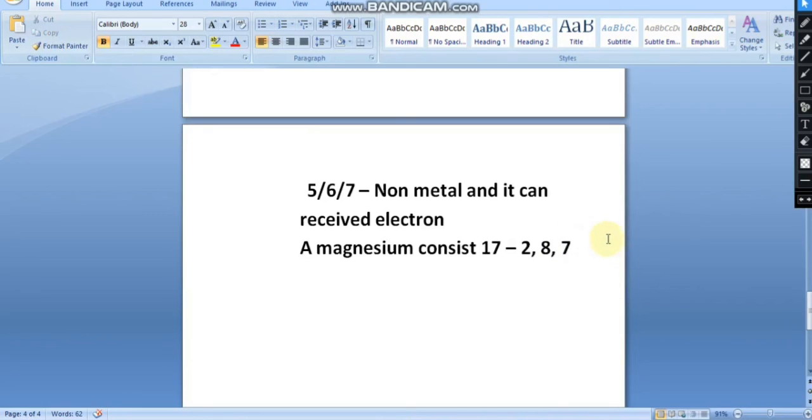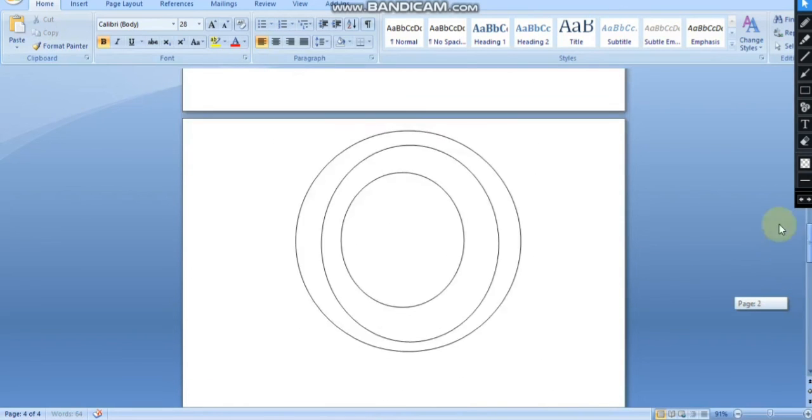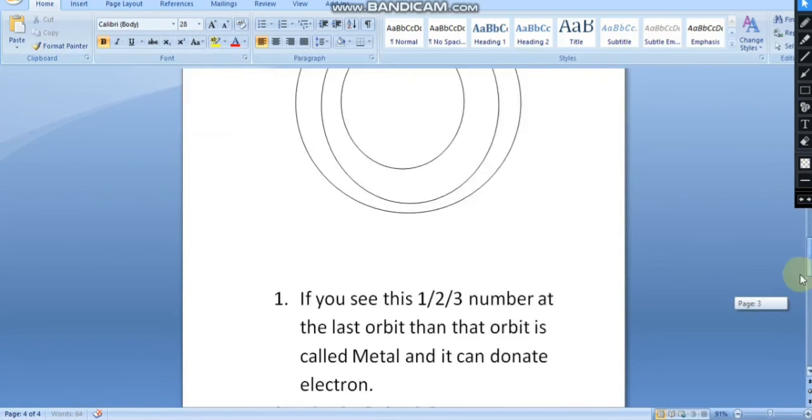Now how much electron should be added to 7? As the second orbit is 8, then to make 7 into 8 we have to add 1. Okay, remember. After adding 1, the answer will be this: 2, 8, 8. This is the electron arrangement. Now this is the whole process from where electron distribution occurs.